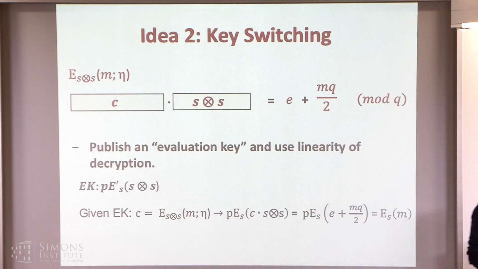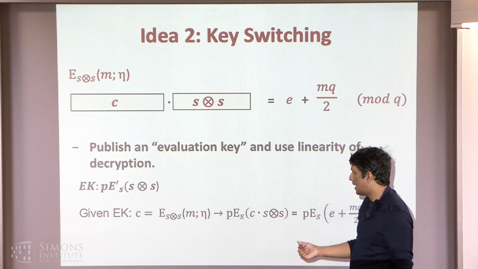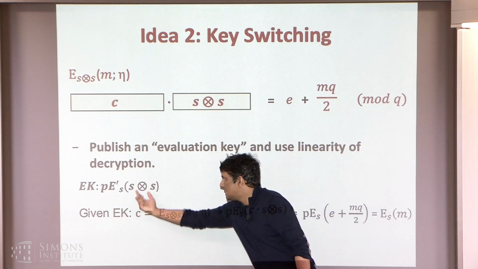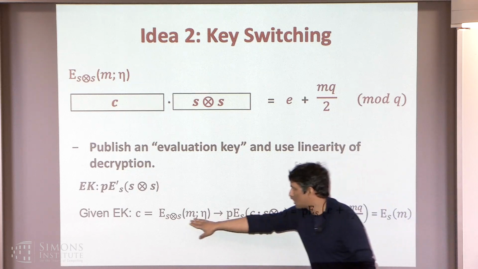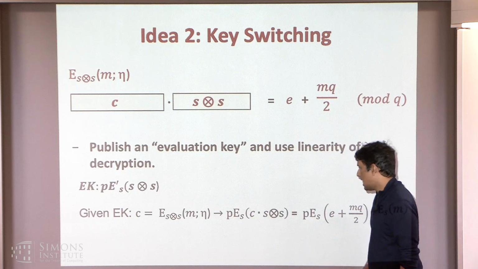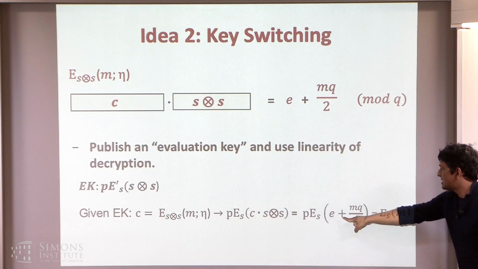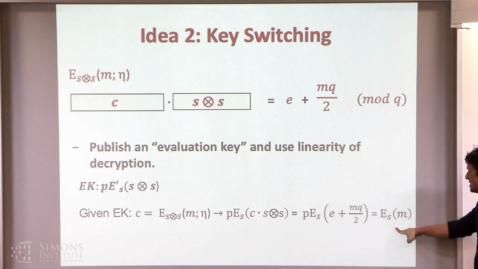So let's see if this actually helps. What this key does is it allows you to apply the linear function, which is the inner product of C with S tensor S. Take an encryption of S tensor S and multiply it with C in an inner product. And the inner product of C with S tensor S is error plus MQ over 2, which really is the Regev encryption of the message. Does that make sense?